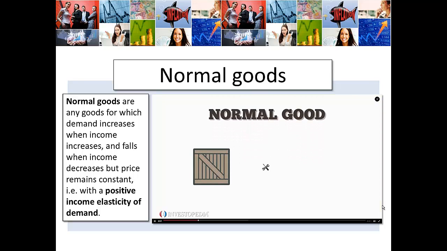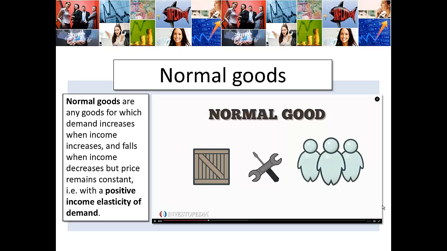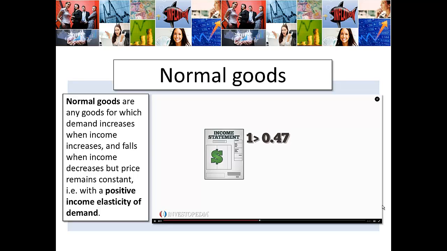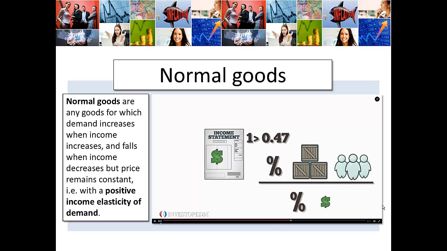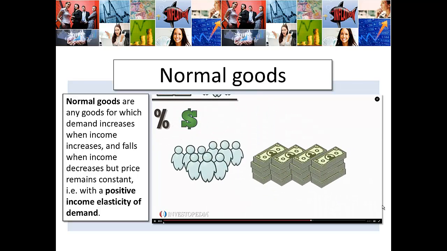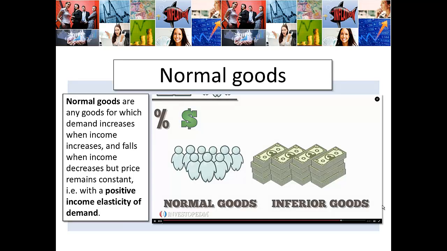A normal good is any good or service that sees an increase in demand due to an increase in income. Normal, in this sense, does not refer to quality or type of product. Normal goods are defined by having an income elasticity of demand coefficient that is lower than 1, but still a positive number. The formula for calculating income elasticity of demand is percent change in quantity demanded divided by percent change in income. While demand for normal goods will increase as income increases, the increase in demand will not be as large as the increase in income. Normal goods are the opposite of inferior goods.